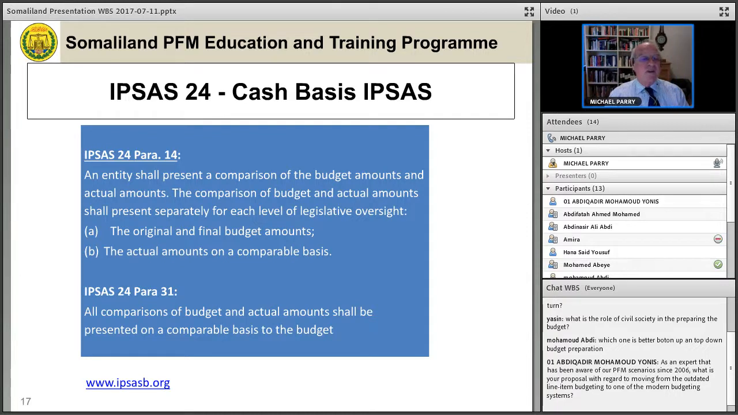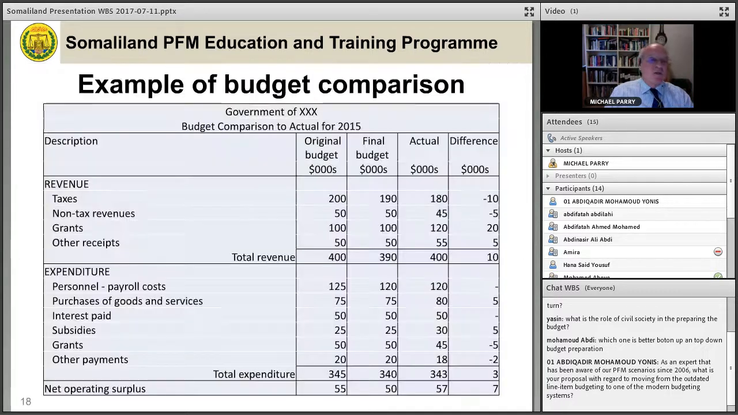And that's emphasised in IPSAS 24 paragraph 31, which says all comparisons of budget and actual amounts shall be presented on a comparable basis to the budget. Now that's quite easy if you're using cash accounting, because they will be on a comparable basis, one hopes. If you're using accrual accounting but cash budgeting, it's a problem, which I'm not going to get into at this stage. We're talking about cash budget and cash accounting. That's the requirements both in IPSAS 24, so the paragraph references to IPSAS 24, but it is also the requirement in the cash basis IPSAS as well.